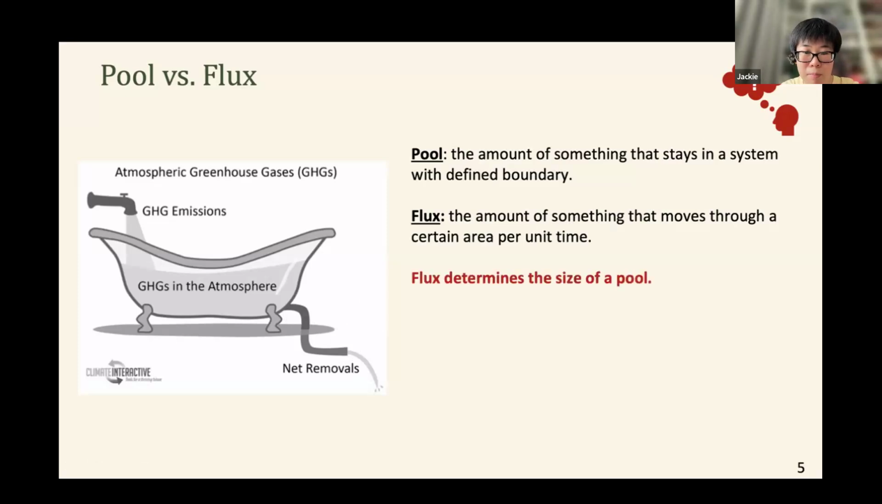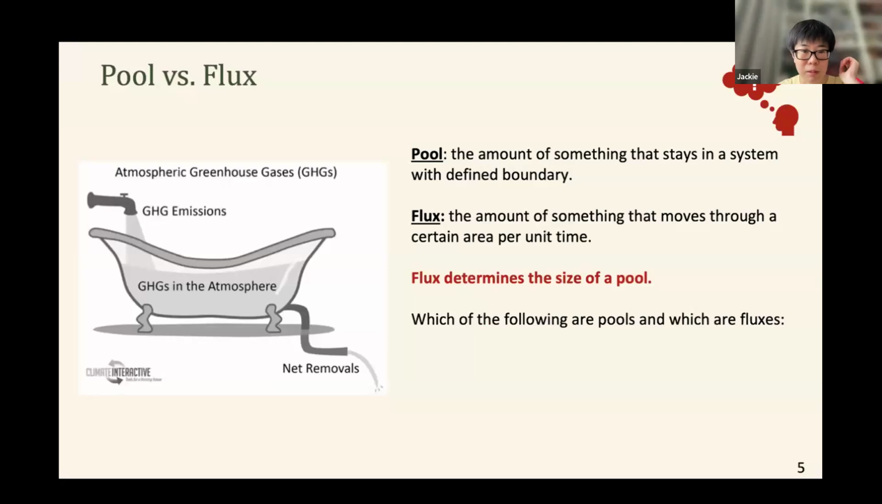Then the important concept here is that the flux determines the size of a pool. For example, the rate of the incoming water and the outlet rate of removing the water from the tub actually determine the amount of water staying in the tub. All right, so that is an important concept for you to interpret and understand all these carbon cycling processes, and also how this cycling process is going to determine the size of the soil organic carbon pool.